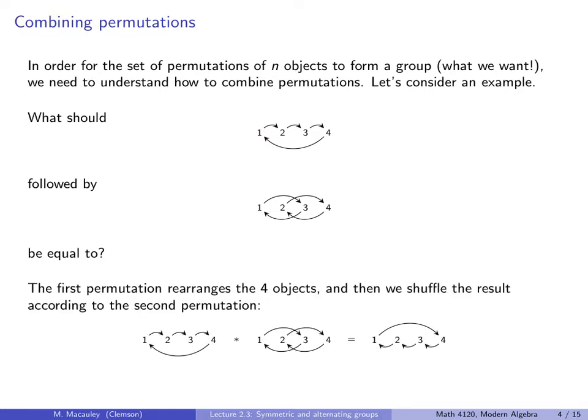The first permutation rearranges the 4 objects, and then we shuffle the result according to the second permutation. So as I said, 1 goes to 4. Let's see where 4 goes to. 4 goes to 1, and then 1 goes to 3. So 4 goes to 3. Where does 3 go to? 3 goes to 4, 4 goes to 2, so 3 goes to 2. And finally, 2 has to go to 1, but just to check, 2 goes to 3, and 3 goes to 1, so 2 goes to 1.